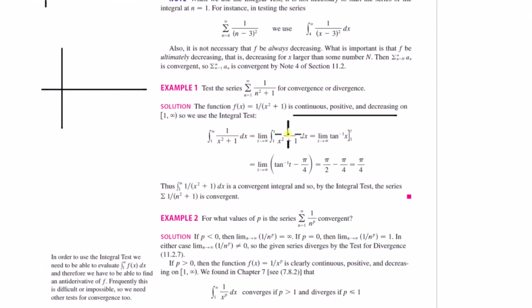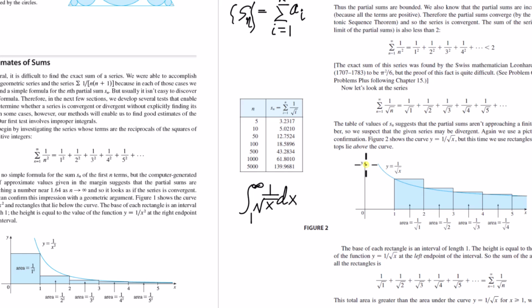Again, it's important. The function you're using to do the integral test with, the function of x, needs to be continuous, positive, and decreasing from the lower limit of integration to infinity of the improper integral. And remember, the function is the sequence. You just took out the n and put an x, right? We're not choosing any function here.